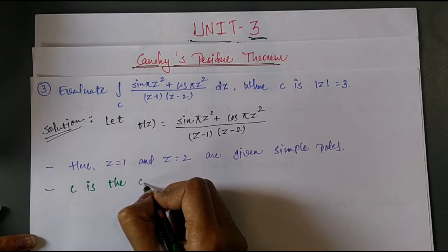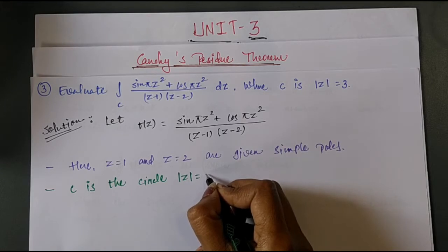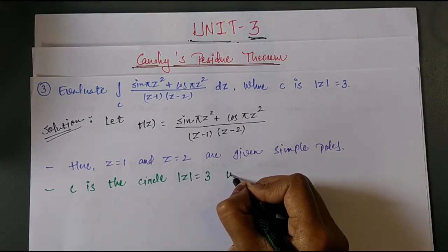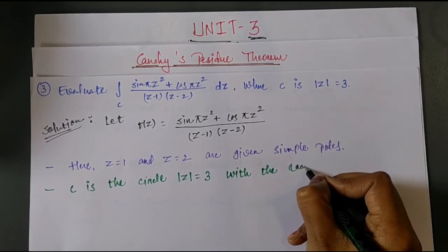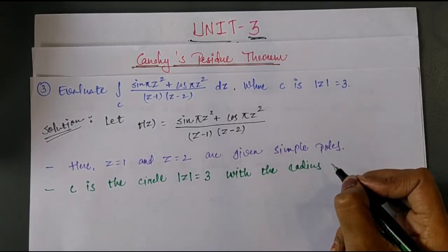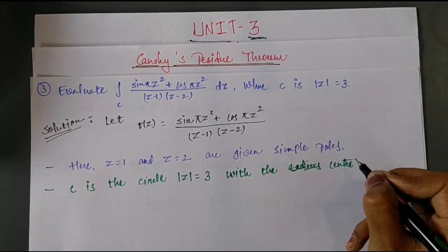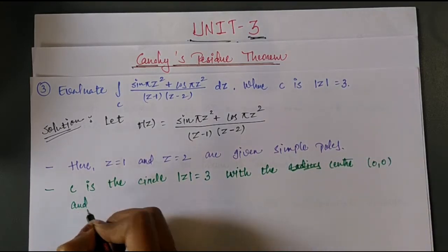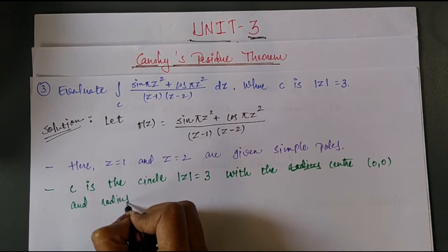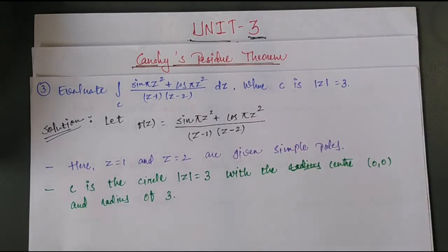So C is the circle, which circle? |z| = 3. First of all I forgot to write the center. With the center, which one? 0, 0. And the radius, which radius is here? Definitely it is the given 3. So here I have written 3.